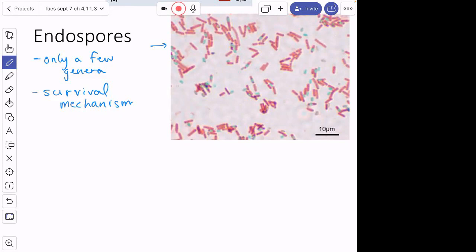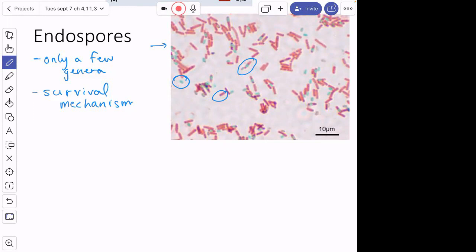In this picture here, the little green ovals, those are the free endospores. And then the red rods, these are the metabolically active cells. So we got a mix of both in this picture here. But you can see some cells where the spore is starting to form inside the cell. So you get one spore from one metabolically active cell. It's not reproductive. It's just a survival mechanism.